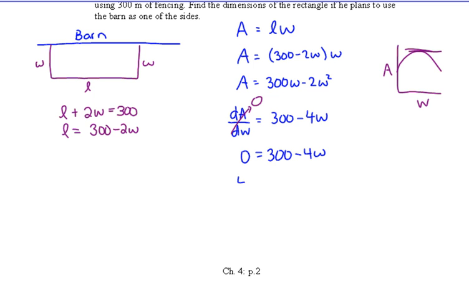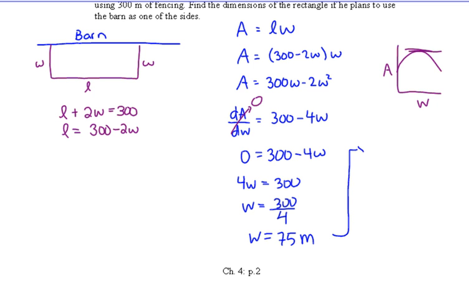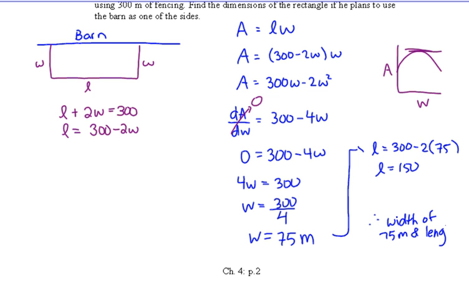Okay, so add, right? Isn't that what you did? Yeah, and then found your vertex? Or use your calculator. Let's be honest. So 75 is your width? 75 meters? Okay, what's your length then? Length equals 300 minus 2 times 75, so it'd be 150. So therefore, a width of 75 meters and a length of 150 meters would maximize our area.